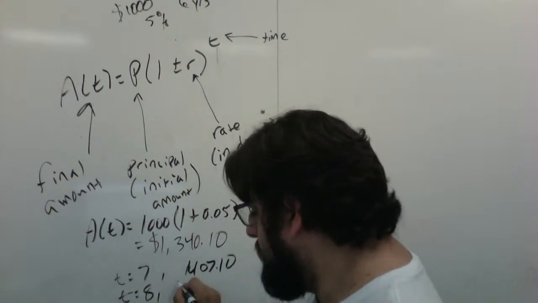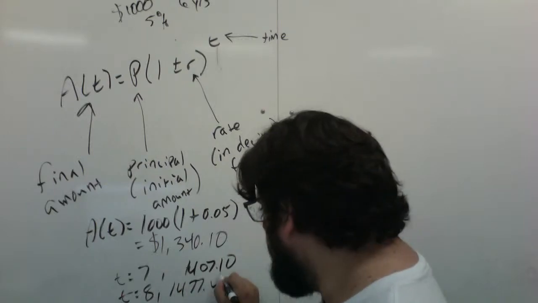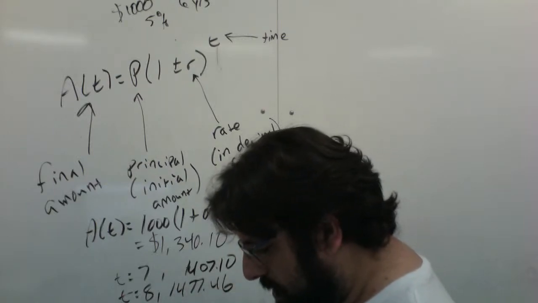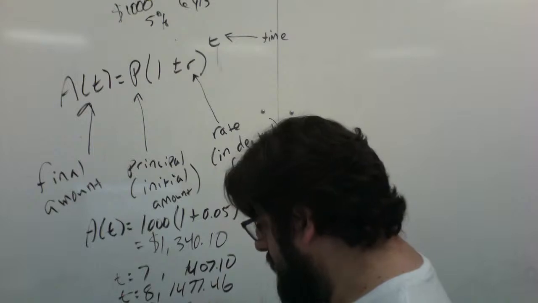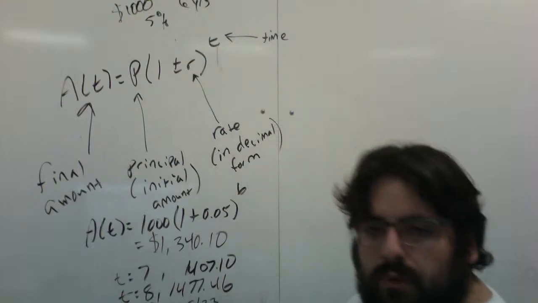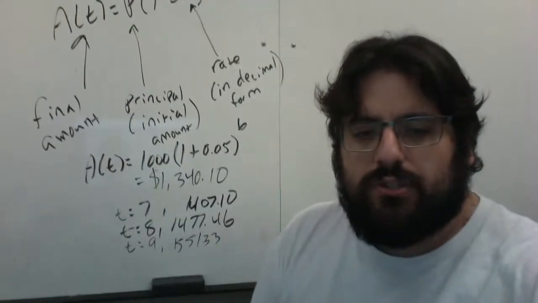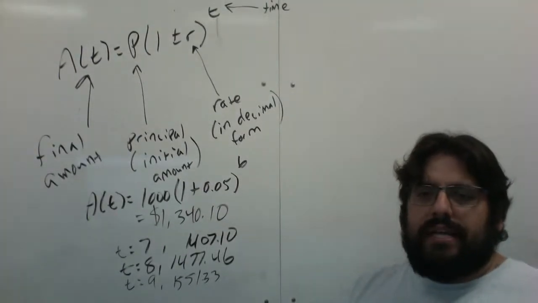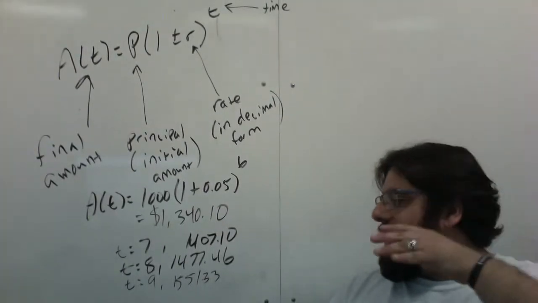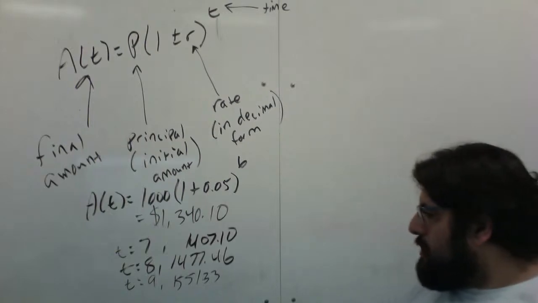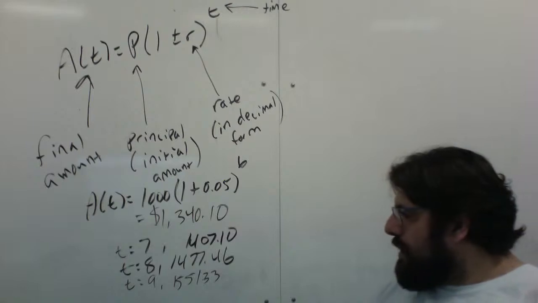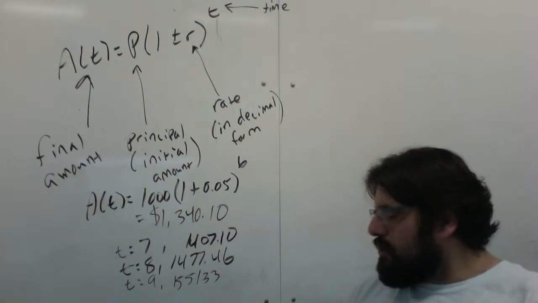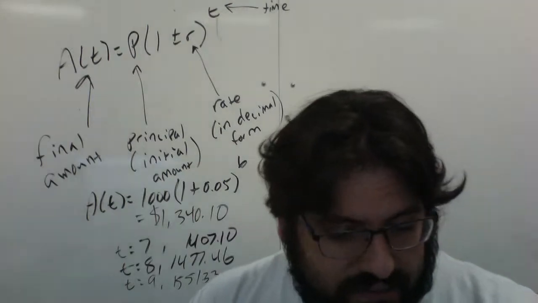For 8 years, it's 1477.46. Again, still not quite. Let's go one more. Let's go 9. There we go. 1551.33. So somewhere between 8 and 9 years is about how long it'll take for that account to grow to at least 1,500. Judging by this, maybe about halfway between those two, somewhere between maybe March to June, if I had to take a guess.